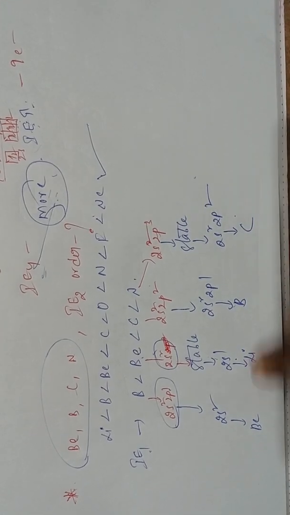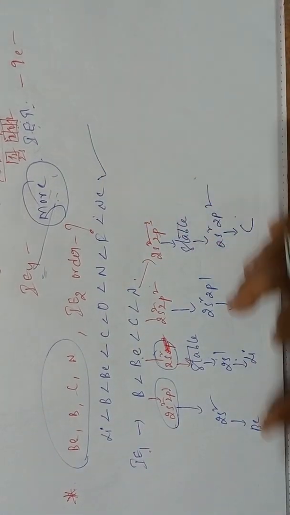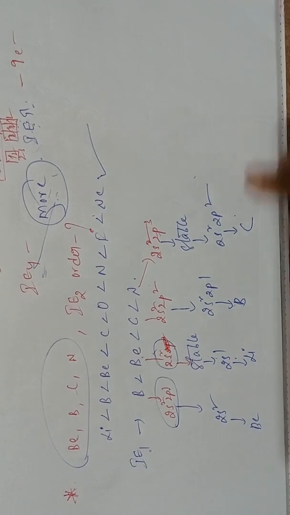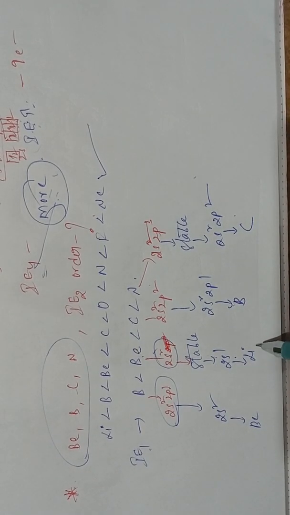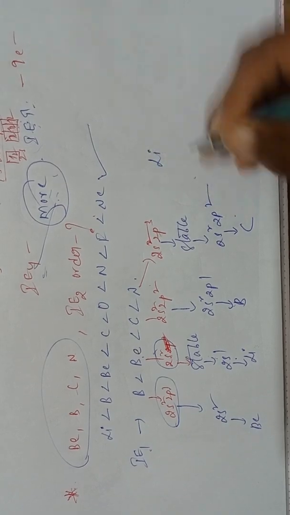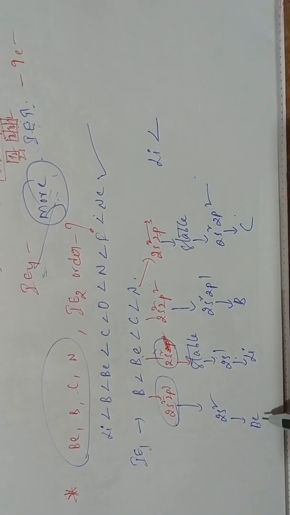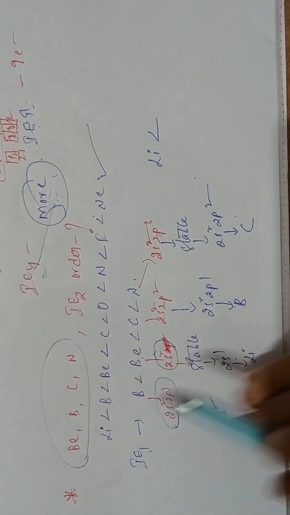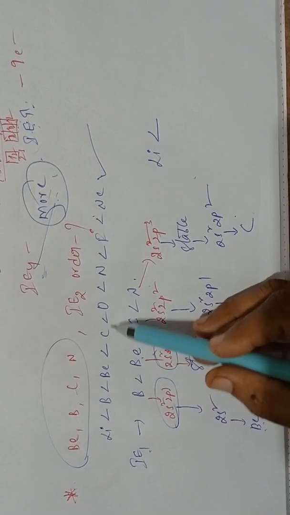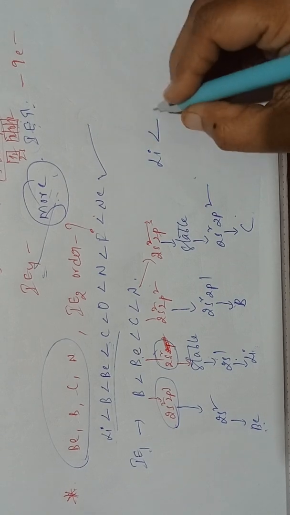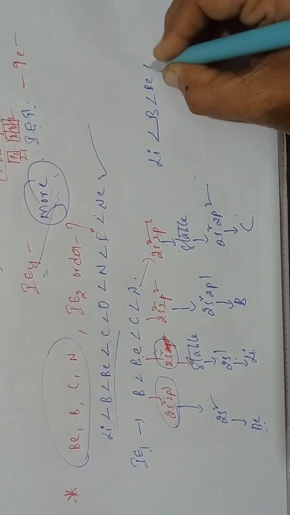Now you order these elements. In this order, write: beryllium, lithium, boron, carbon. Which has the smallest ionization energy? Lithium. Lithium is less than boron, less than beryllium, less than carbon. So the order is lithium, boron, beryllium, carbon.